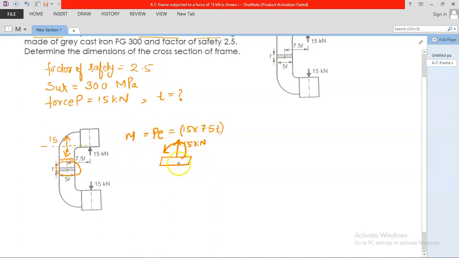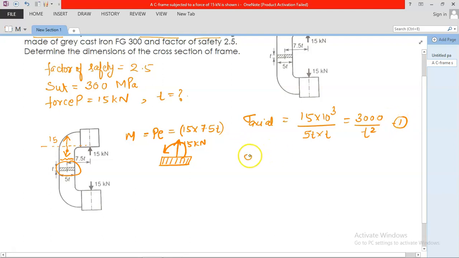Now you need to design this element. This is your cross section. You need to design this element under both bending and direct axial load. So first of all, what is sigma axial? That is 15 into 10 raised to the power 3 upon the area of cross section, which is 5t into t. This is the stress that arises due to the 15 kilonewton axial load. Simplified, it is 3000 divided by t square. This is equation 1.